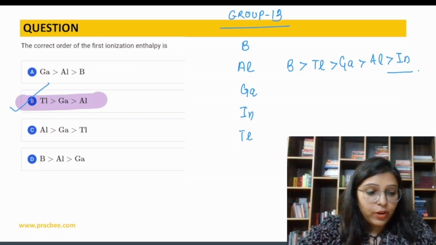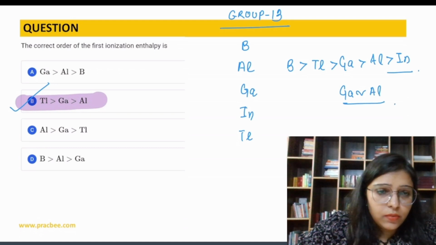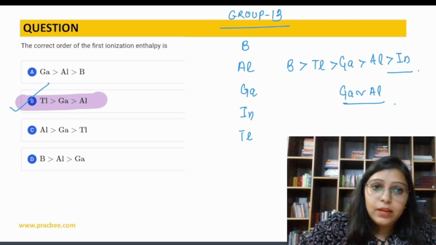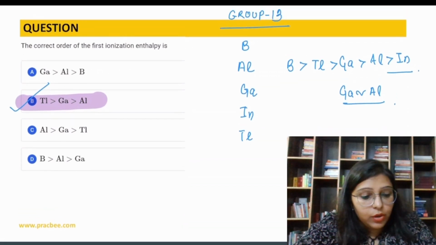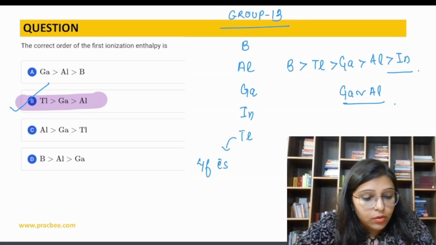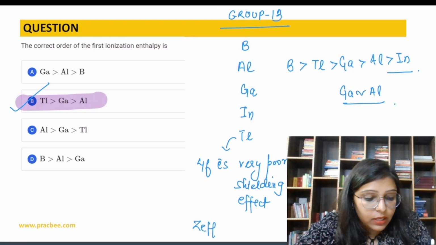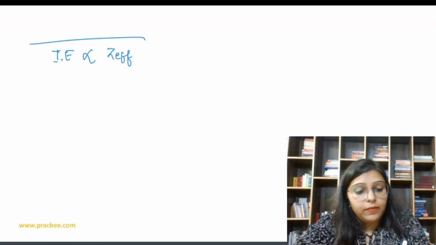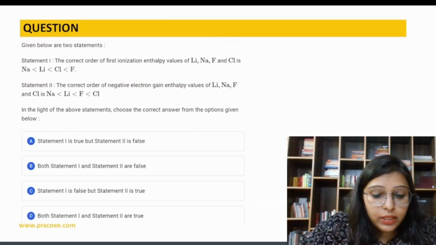In the above question, we have taken ionization enthalpy for gallium and aluminium as almost the same, because of the options. Obviously the difference is going to be less, but gallium's ionization enthalpy is slightly more in comparison to aluminium's. Why? Because here the 4f electrons have a very poor shielding effect, due to which Z effective increases, and ionization enthalpy is directly proportional to Z effective. If Z effective increases, then ionization enthalpy increases. Okay, now let's do the next question.